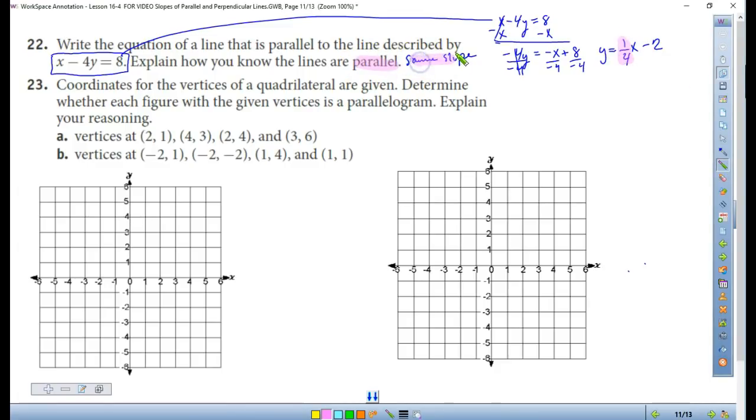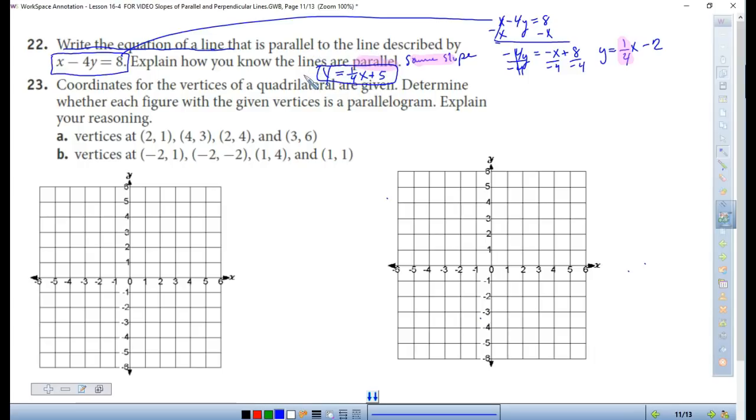Parallel would be same slope, so the answer would be, it says write the equation of a line. Alright, so anything I want, y equals 1/4 x, as long as I use a different y-intercept than -2. Could be anything you want. We'll say +5 just for fun.